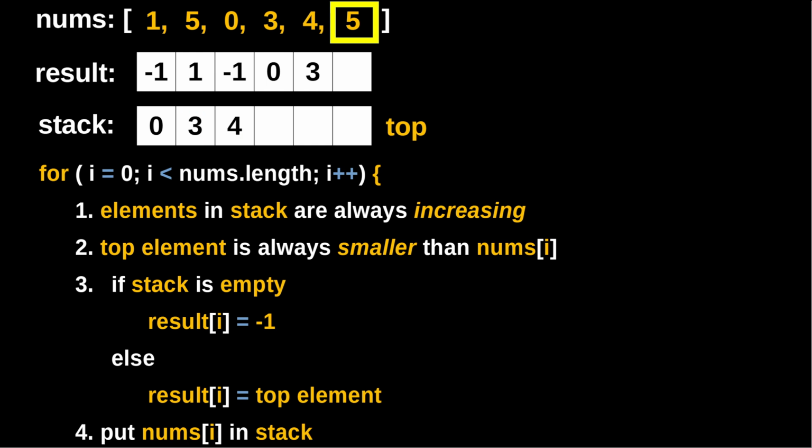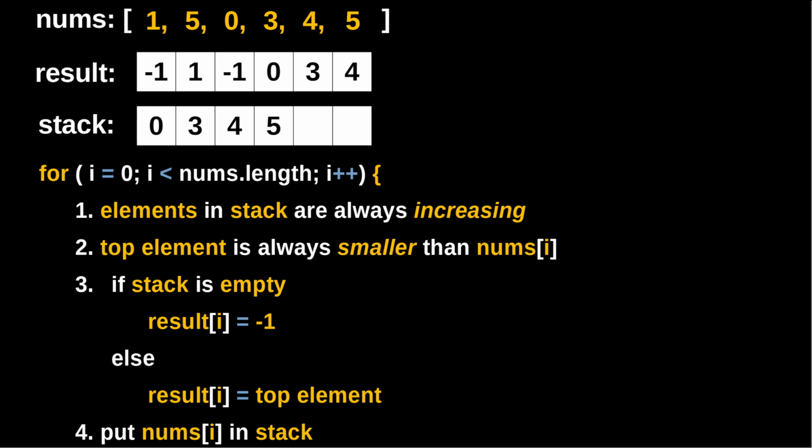Next element is 5. Elements in the stack are always increasing, true. Top element is smaller than num sub I, that's true. So the result sub I is the top element, so we put 4 here. And then we put 5 on the stack. And then that is the end of the array.